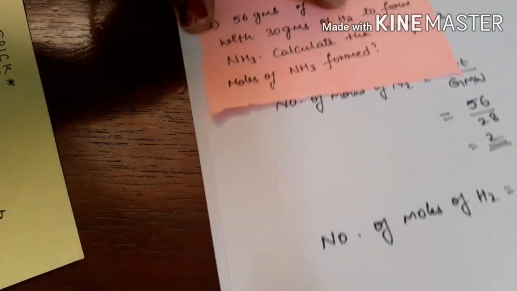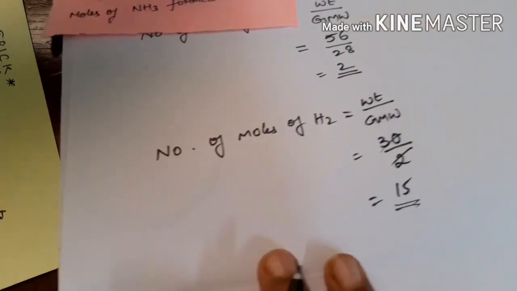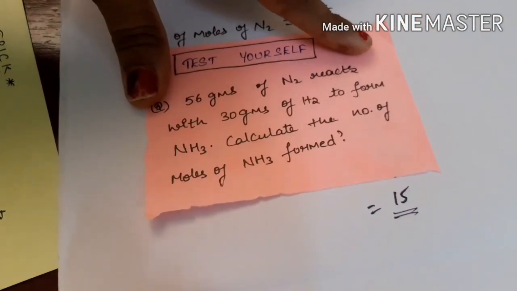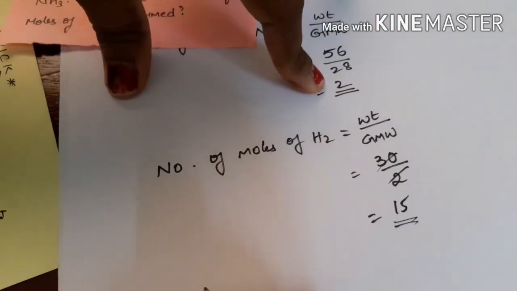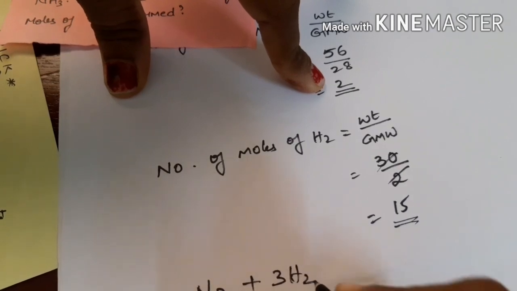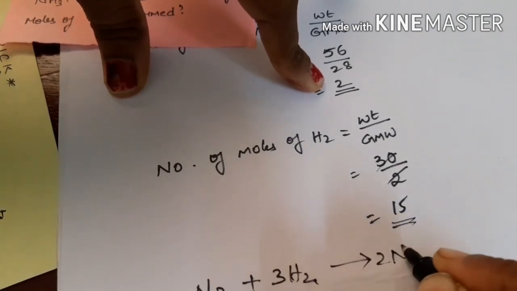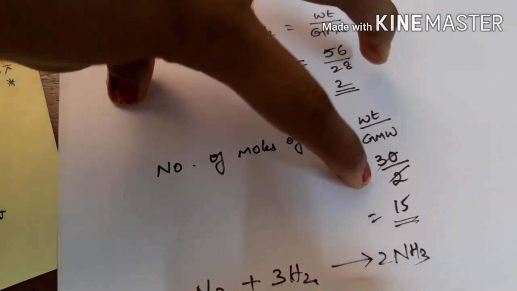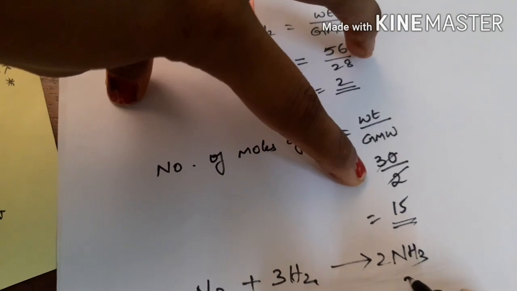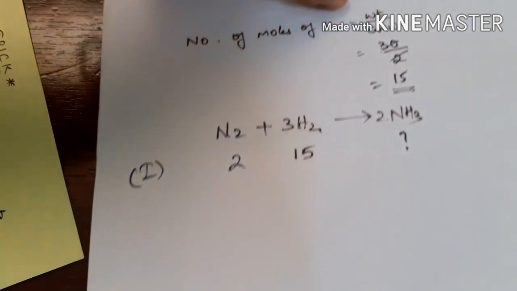That means in the first trick, we write the number of moles. Once again if you write the equation, it can be easy. N2 plus 3H2 gives rise to 2NH3. Here the number of moles of nitrogen is 2, for hydrogen 15 moles. We don't know the product formation.